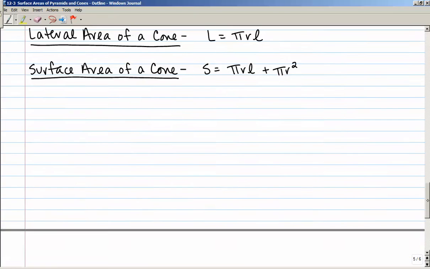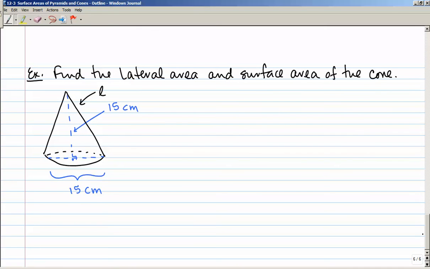So let's take a look at an example. Find the lateral area and the surface area of this cone. So I know that, taking a look at this, the diameter of the base is 15, so that means my radius is going to be 7.5. My height, if I need it, is 15, and my slant height is what I don't know.